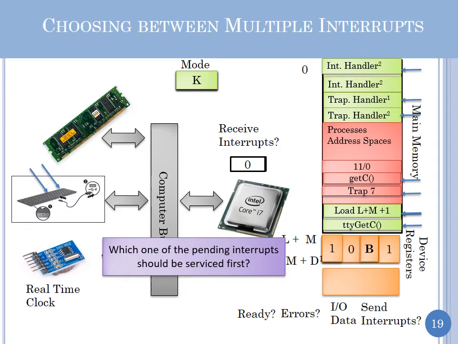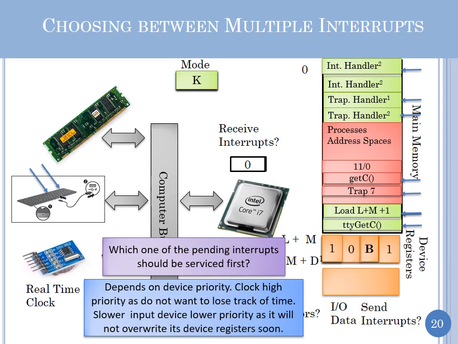Okay, so here's another question. What if multiple devices interrupt at the same time? Is there any well-defined way to determine which? So yeah, all devices are not equal. Some devices are more equal than others. And there's device priority, and how the devices are given priority is up to the OS.